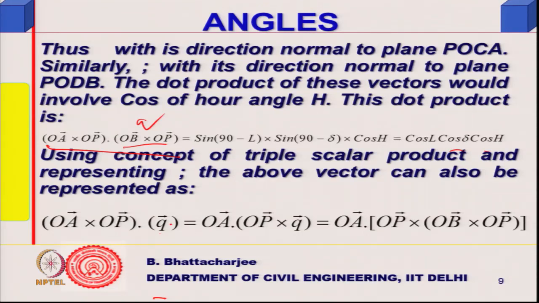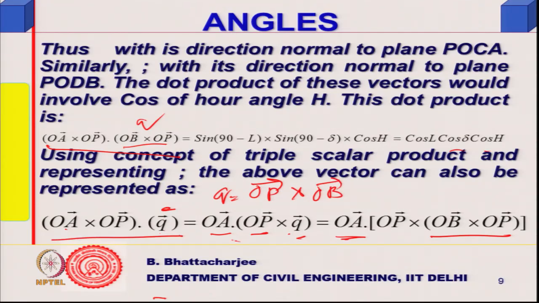This you can derive; look into anywhere and you will find it. It will be given as OA dot OP cross q, this dot can change. So this is equivalent, and this I leave like this, this I replace q, because q I defined as OP cross OB, so OP cross q is nothing but OP cross OB.